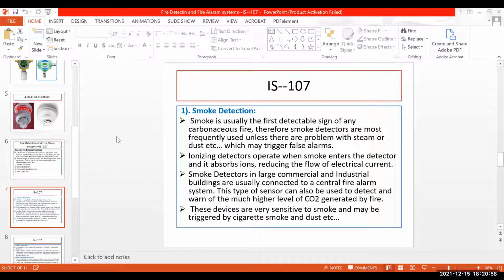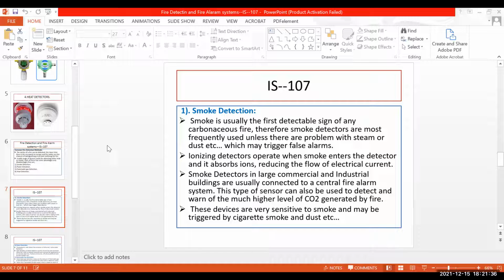Smoke detection. These are used for detecting smoke or any carbonaceous fires, which are frequently used. But there might be a problem with steam or dust or anything. In those conditions, even the steam might trigger the smoke alarm.